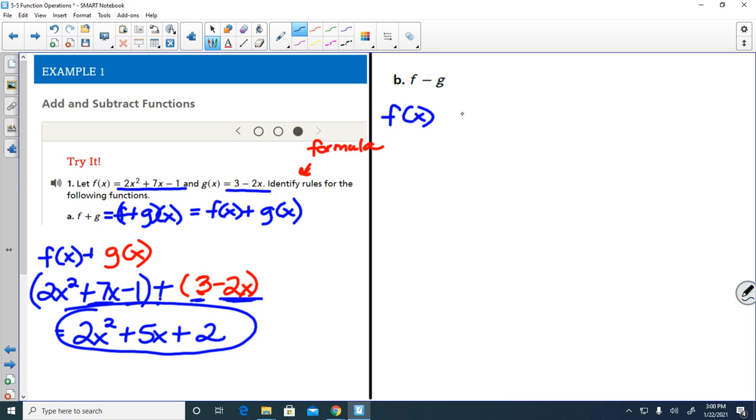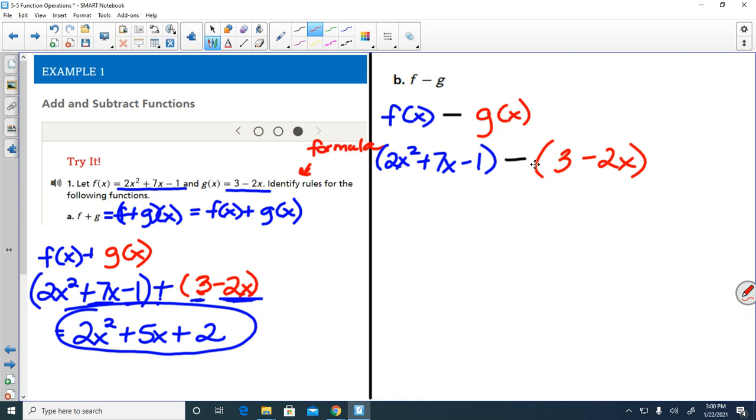and they want me to subtract the g function. So I'll just follow my formulas. F is 2x squared plus 7x minus 1. I'm going to subtract the g function, 3 minus 2x. Now because I'm subtracting, this negative does get distributed to both, so it might be worth your time to distribute that negative so you don't make any sign errors.